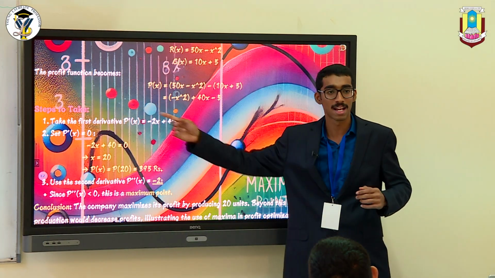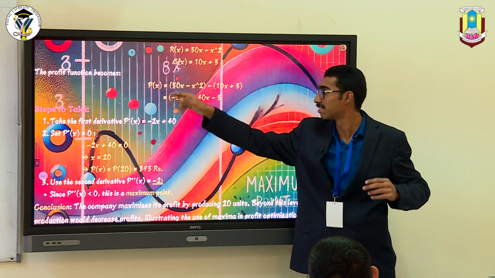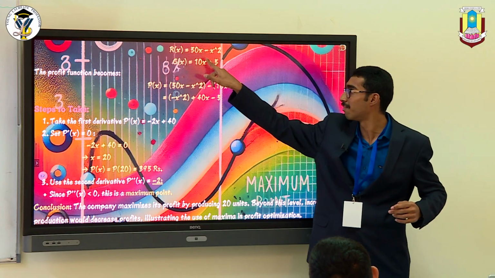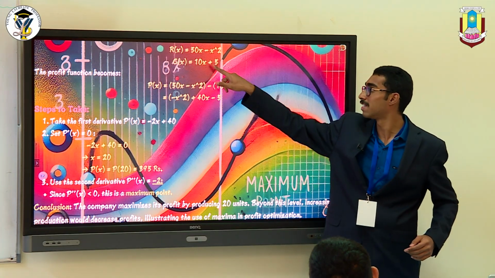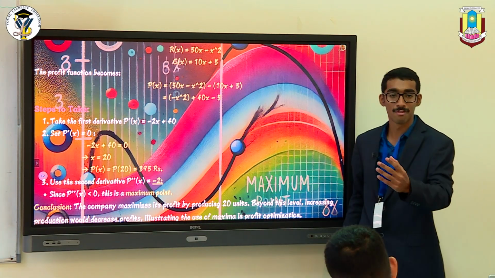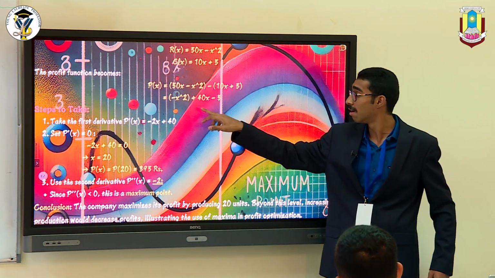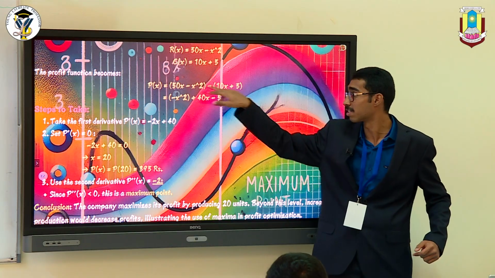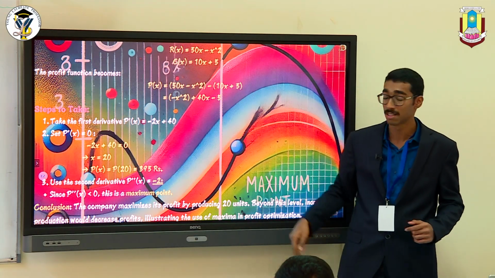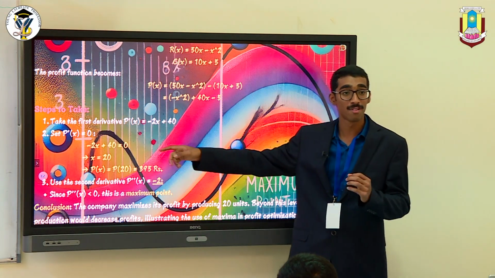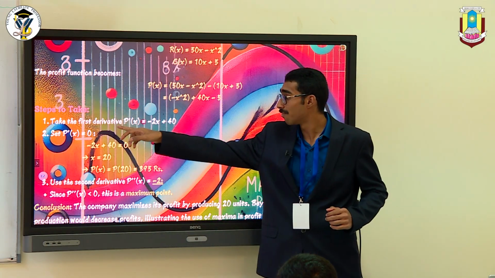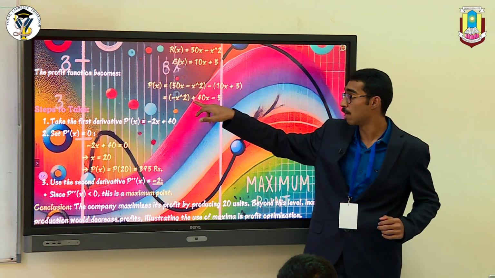Now the profit function, as I said, is Rx minus Cx. You subtract Rx, 50x minus x square, minus 10x plus 5. Now after simplification, opening the brackets, you will get the answer as minus x square plus 40x minus 5. Now you start with the first derivative. Take the first derivative. This is p of x.